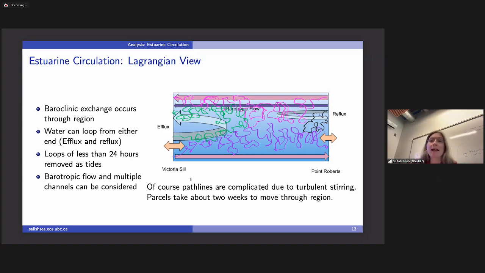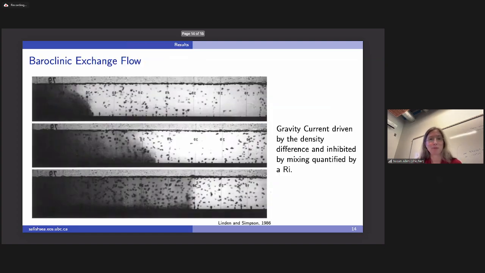I'm going to focus now on the pink parcels, which is the baroclinic flow coming near surface, buoyant baroclinic flow, and the purple one, which is the deep water coming in. So this is the baroclinic exchange flow. And of course, I drew this in 2-dimensional. These curlies are 3-dimensional, not 2-dimensional. Okay, back to what we were doing here.